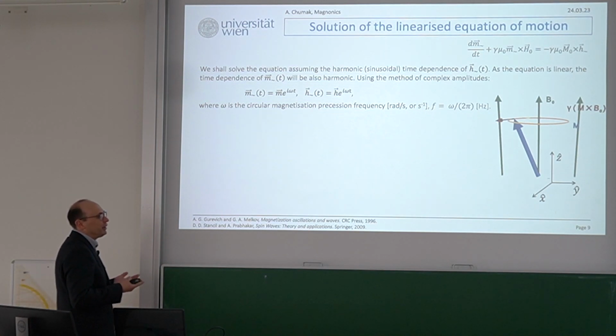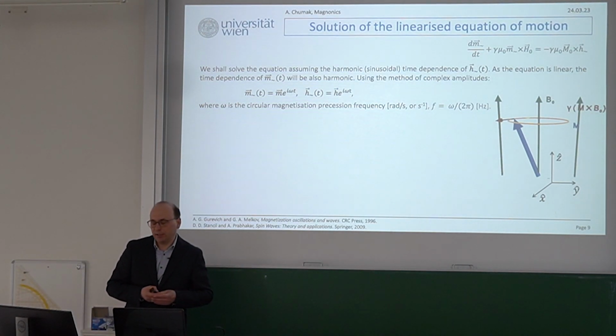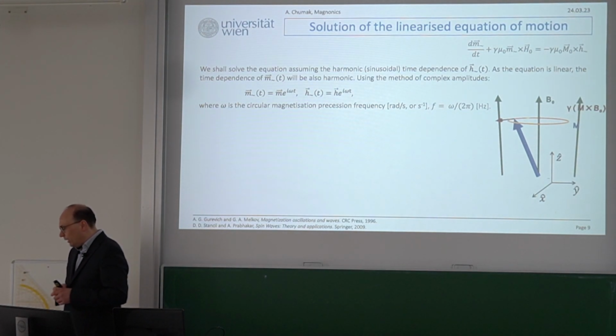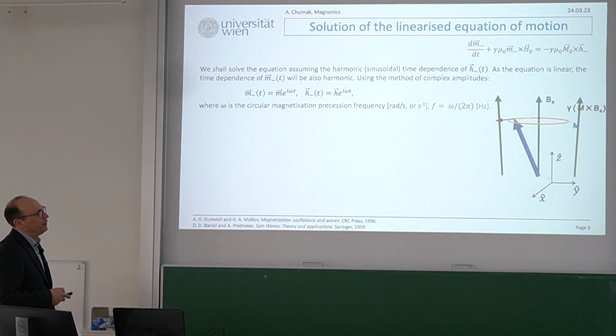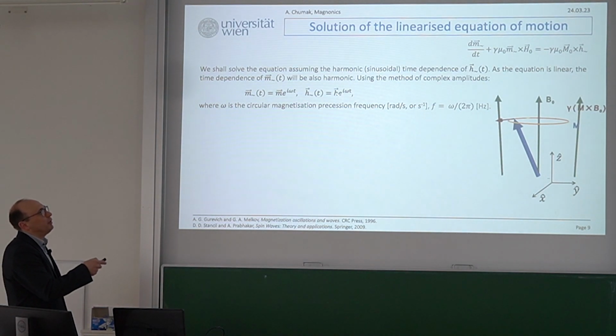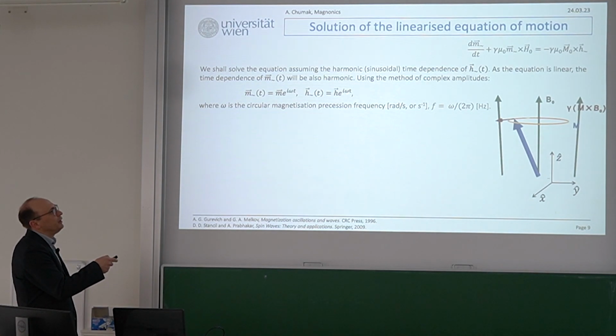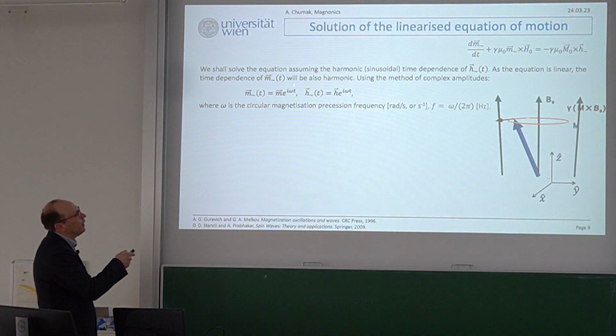And a microwave field means that this is simply a harmonic oscillator, which can be described as e to the power i omega t. Therefore, we use an ansatz for the field in this form, some amplitude times e to the i omega t, and for the magnetization, you also describe it in the same form, m e to the i omega t.